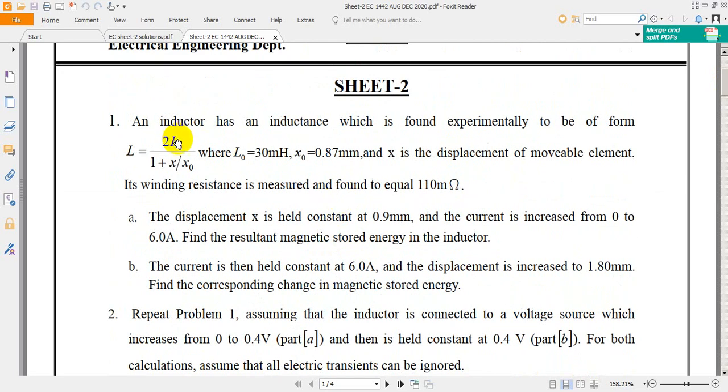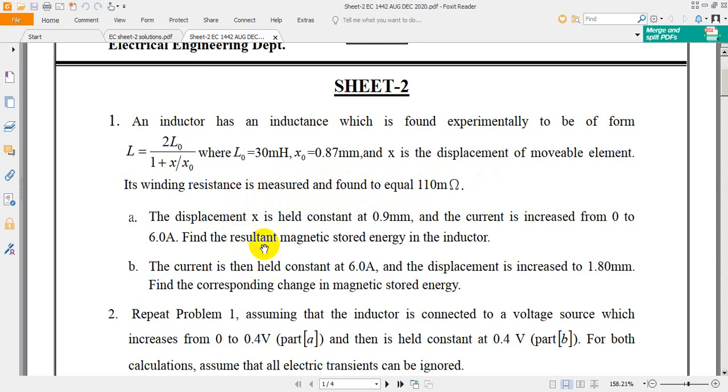To start with, we have an inductor with an inductance found experimentally to be of the form L equals 2L0 divided by 1 plus X by X0, where L0 is equal to 30 millihenries, X0 is equal to 0.87 mm, and X is the displacement of the movable element. The given winding resistance is 110 milliohms.